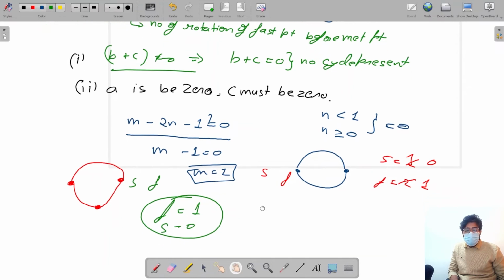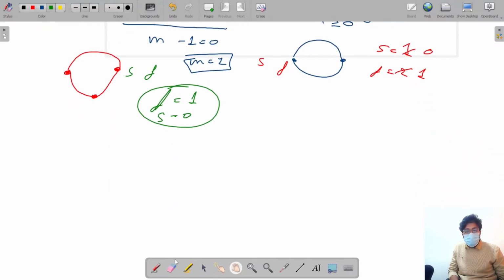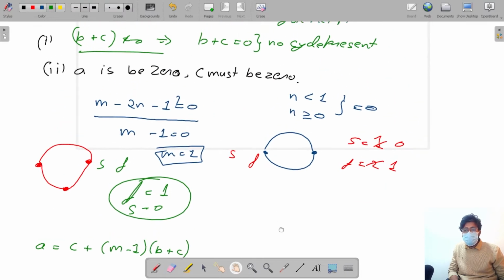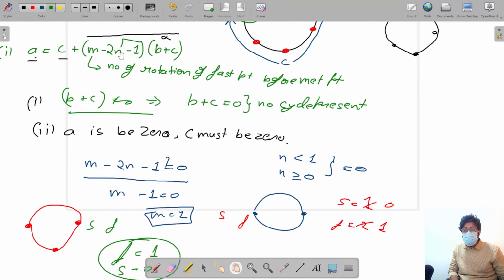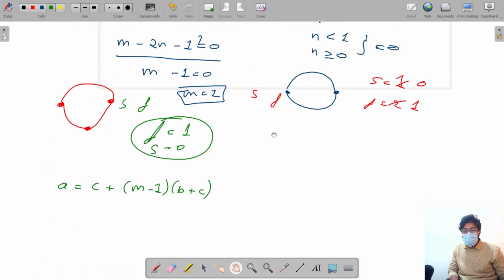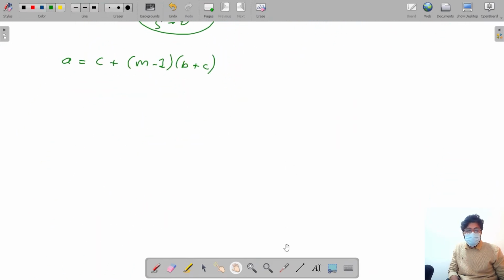Now you understand this. Now let's go down and let's write our formula first. A is equal to M minus 1 B plus C, because everything is dependent on this formula. This was the formula, right? We can derive this formula in this way. Because the formula was N minus 1, which was like N is equal to 0. So M minus 1, we can derive our formula in this way.